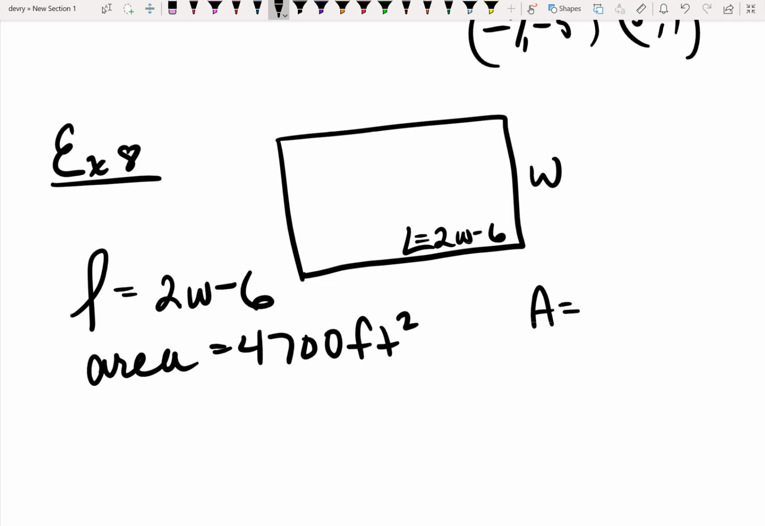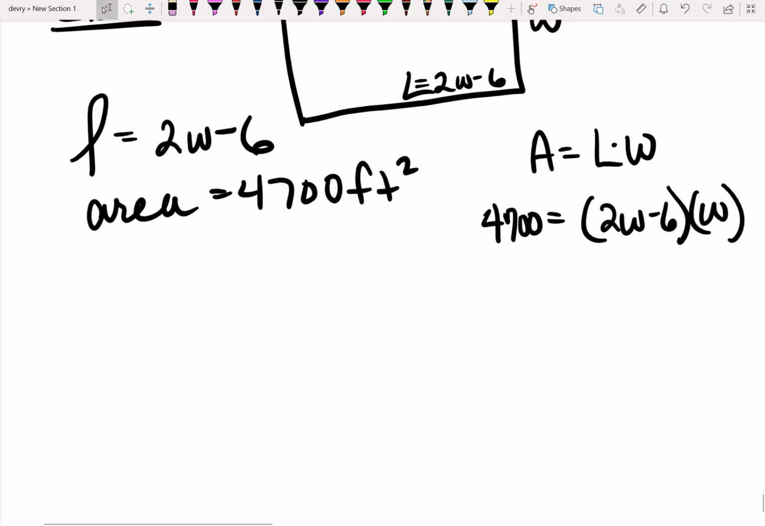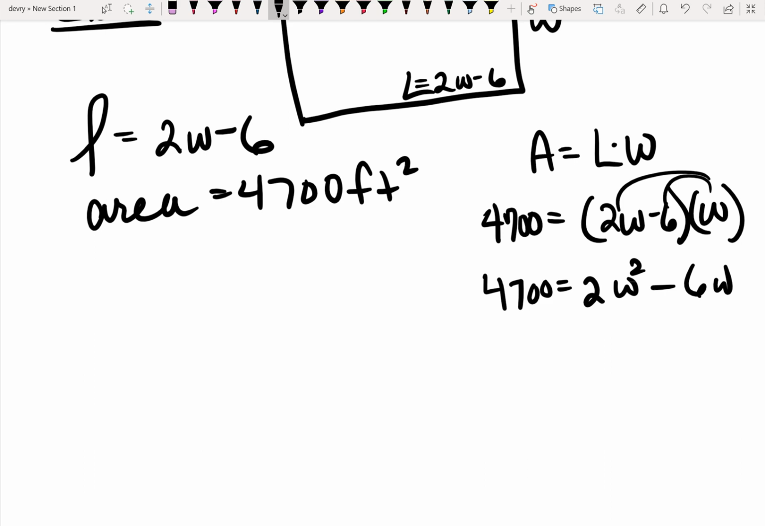So if we multiply this out by filling this in with what's given, we have 4,700 is equal to that length, which is twice the width minus 6, times W. Alright, so if I multiply this, I get 4,700 is equal to 2W squared minus 6W, because all I've done basically is distribute backwards, right?